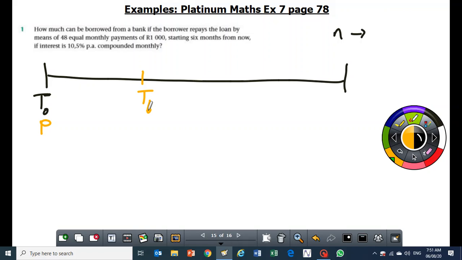Now, I just want to ask this question. What is the difference between the T's and the months? On a timeline, what is the difference between Tn? When I say Tn, I'm talking about T naught, T1, T2, T3, and the number of months. Did you understand my question? I'm saying on a timeline, what is the difference between the Tn's and the months?